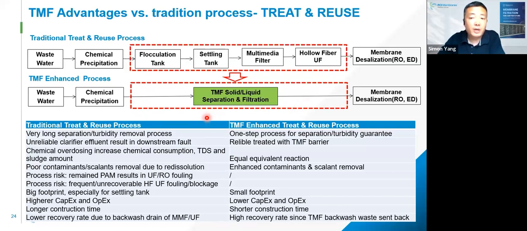Four, higher recovery rate. And five, no need for chemical overdosing, which is also very important for reclaim systems, because overdosing of chemicals brings extra burden to subsequent RO. It also means high chemical consumption and high sludge yield. That's what we call short process.